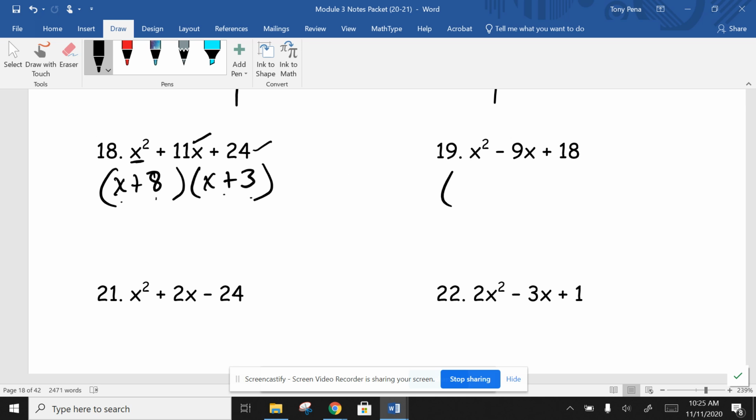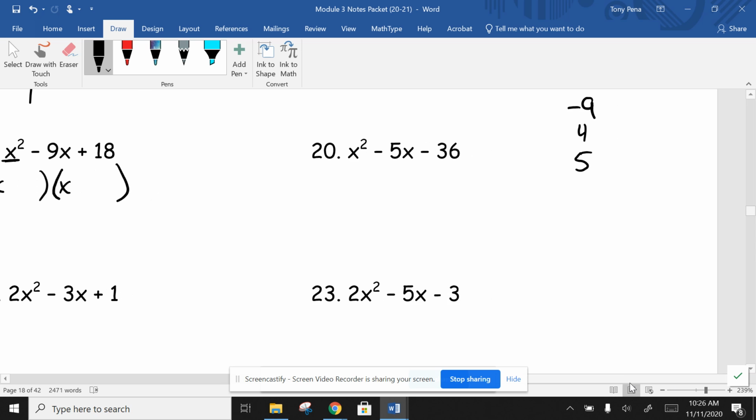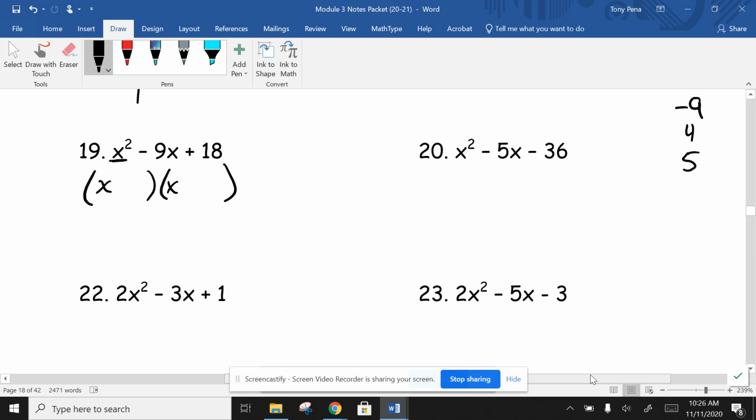All right, 19, same thing. We want to come up with numbers that multiply to be 18, but will add up to be a negative 9. Since we have an x squared here, we know this has to be an x times an x. But then we want to come up with a combination of numbers that multiply to be 18 and add up to be a negative 9.